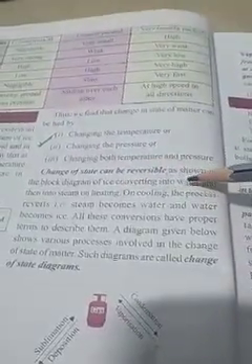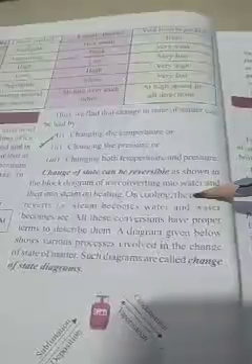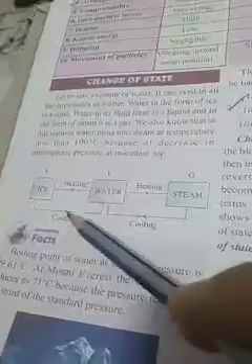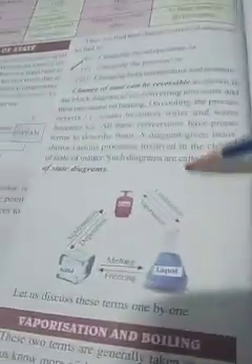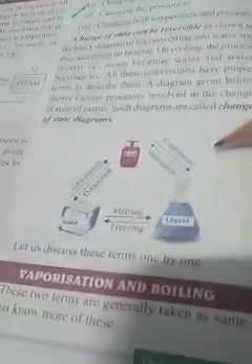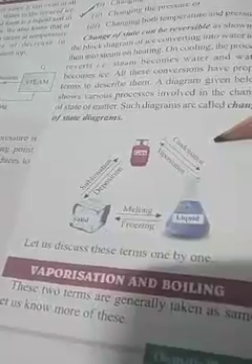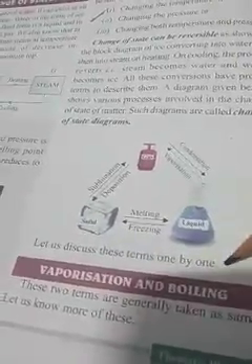Now, change of state can be reversible. As we have done here, on heating the state changes, then on cooling it comes back to its original state. So this is interconversion. Now during this change of state, there are some processes that occur. The first one is vaporization.